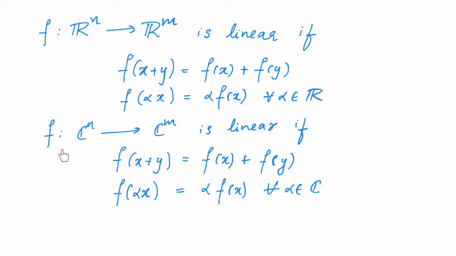Similarly, we saw that f from Cn to Cm is linear if f of x plus y is equal to f of x plus f of y, and f of alpha x is equal to alpha times f of x for all complex numbers alpha.